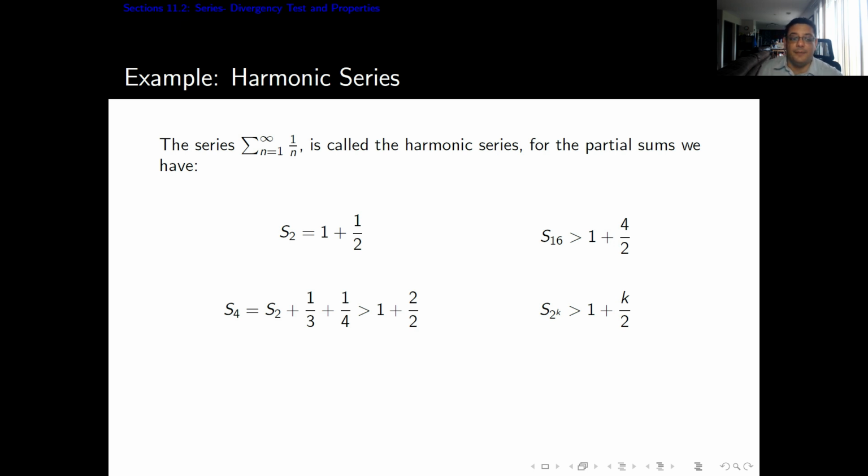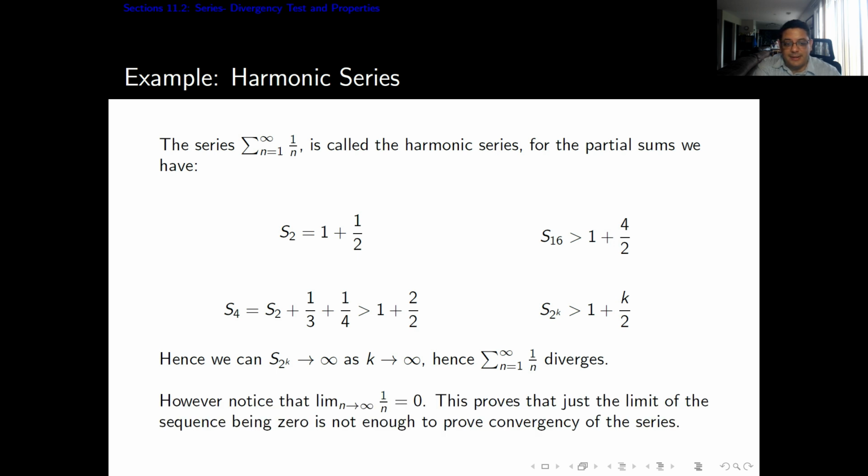And in general, s of 2 to the k is going to be bigger than 1 plus k divided by 2. So what this means is that if we can make s of 2 to the k go to infinity as k goes to infinity, we can say the series is going to be divergent. When we take the limit as k goes to infinity, this is always going to be larger than infinity. So these partial sums are going to infinity, and the series overall is going to be divergent.